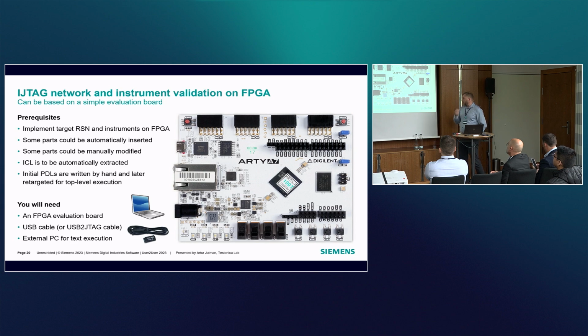Right. So if you want to create your own validation environment or a demonstrator, what you need is basically a simple board with an FPGA. In this case, it's an Artix-7 board. You need a simple USB cable, USB to JTAG. Oftentimes the converter from USB to JTAG is already on the board, so you just need a simple micro USB cable to establish your environment, and an external PC for test execution. This is it.